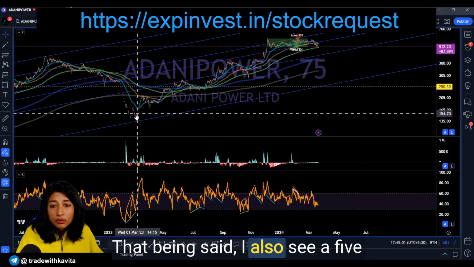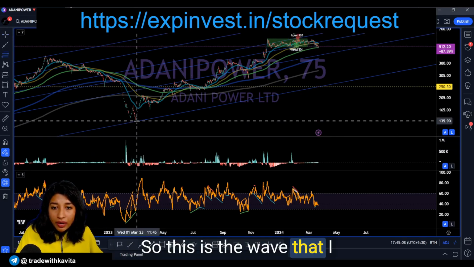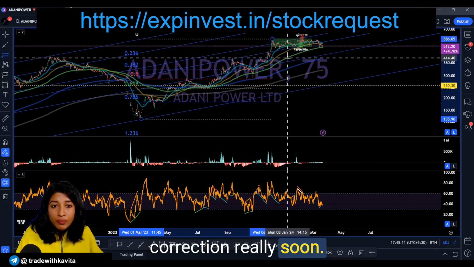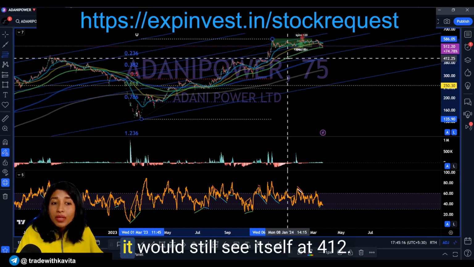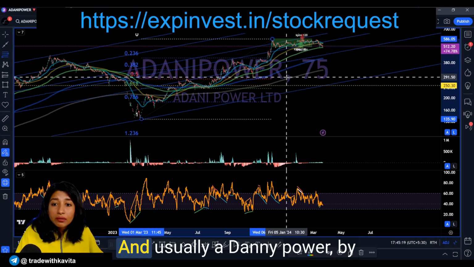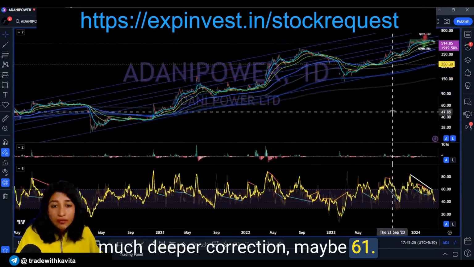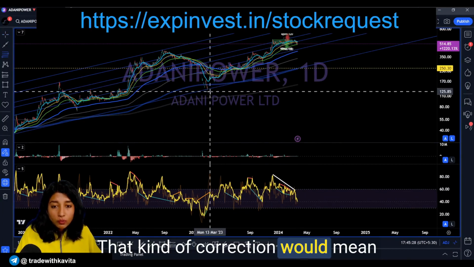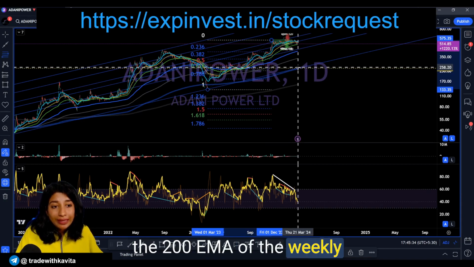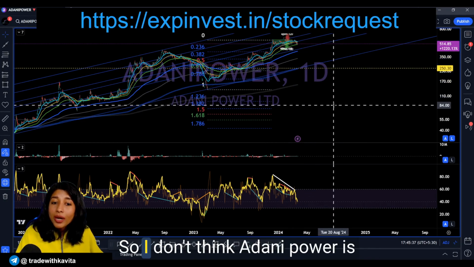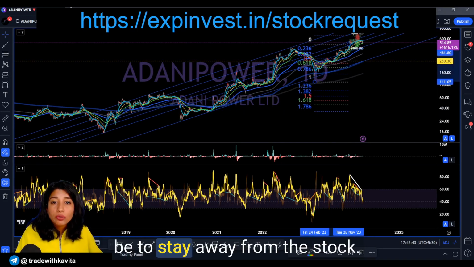That being said, I also see a 5-wave upside already complete. So this is the wave that I would expect to go into correction really soon. Even if it does a very small correction of just 23.6% on the Fibonacci scale, it would still see itself at 412. And usually Adani Power has a tendency to take much deeper correction, maybe 61.8 or 78%. That kind of correction would mean that the price can find itself testing the 200 EMA of the weekly time frame down to 260 levels. So I don't think Adani Power is a good candidate to either hold for short term or long term. My recommendation to you would be to stay away from the stock.